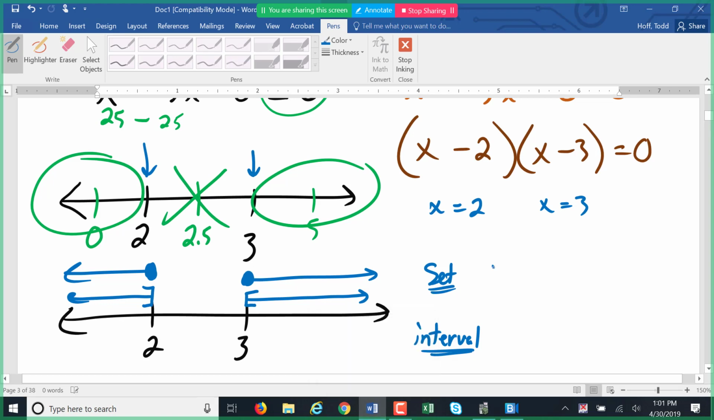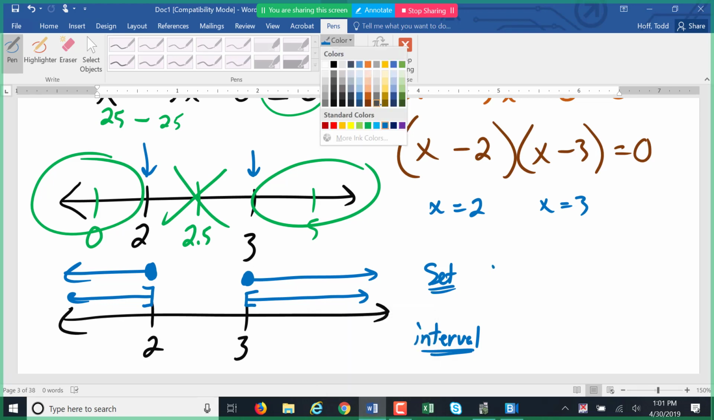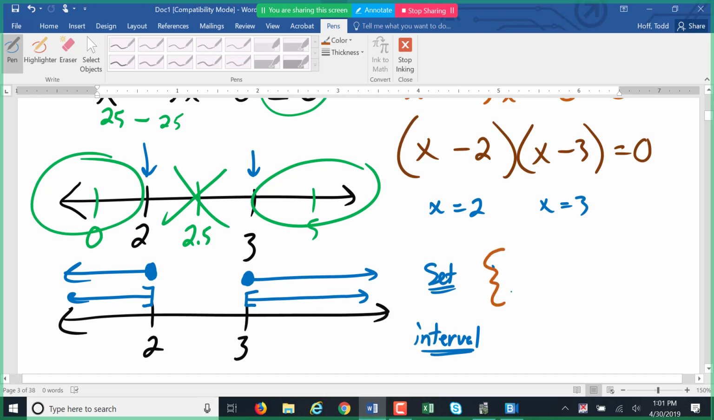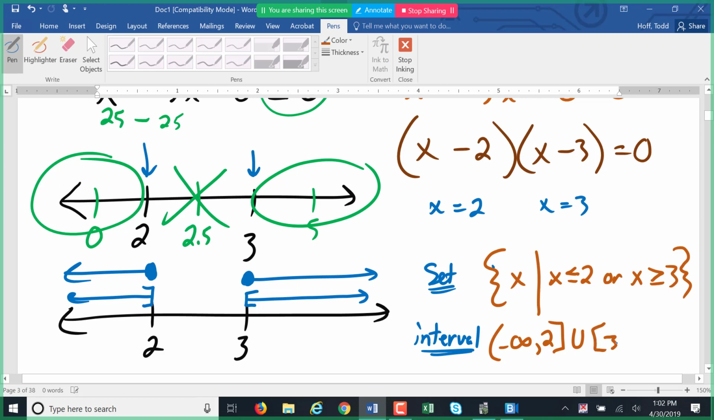So, in set notation, this is all values of x such that x is less than or equal to 2, or x is greater than or equal to 3. In interval notation, this is negative infinity to 2, union with 3 to positive infinity. Any questions there?